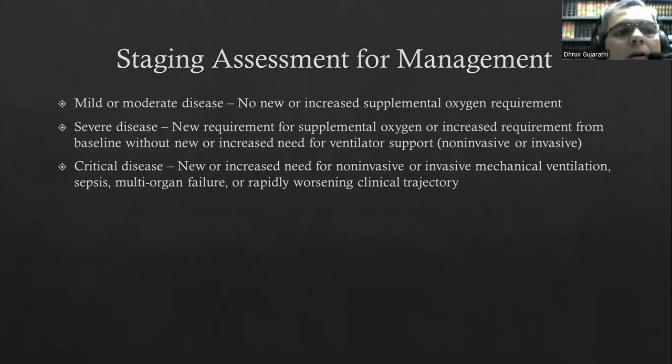Before management of the disease, we need to stage and assess the severity of the disease, and then think of the management plan. For the sake of management, we can divide COVID into three types of disease. One will be a mild or moderate type of disease, where you do not require a supplementation of oxygen.